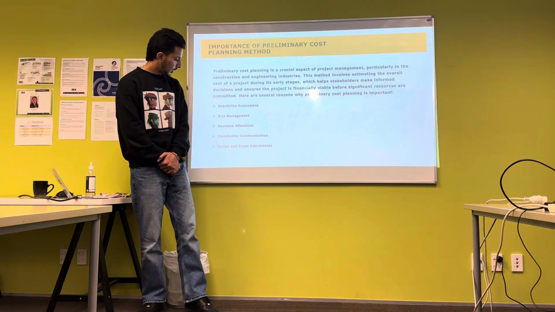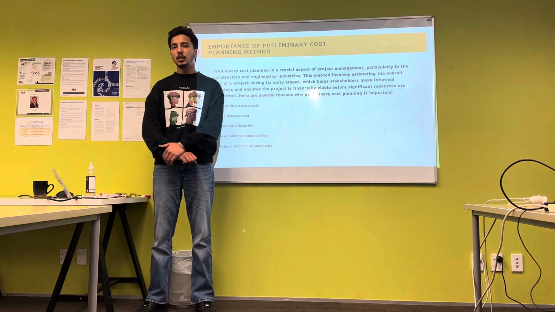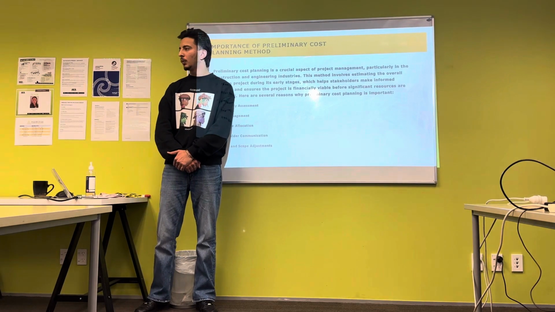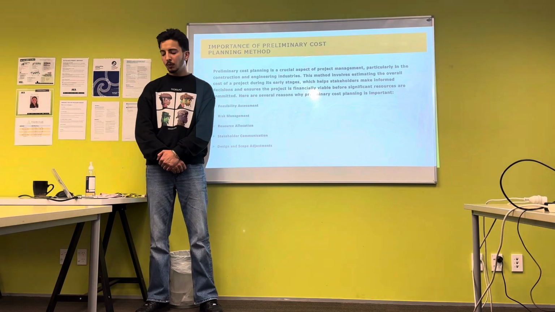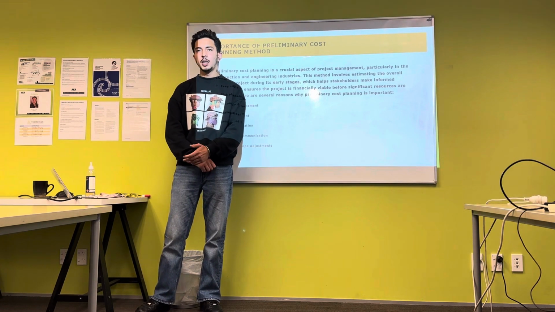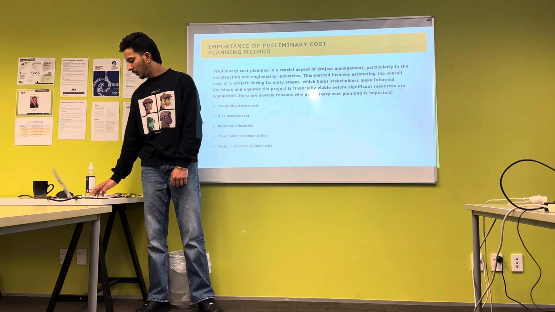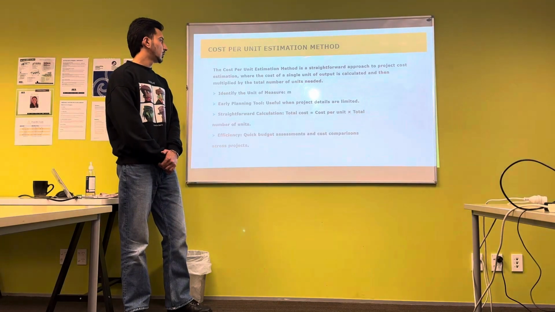And the last one is design and scope adjustments. Preliminary cost planning assists in defining the project scope by aligning it with the budget. If initial estimates exceed the available budget, adjustments can be made to mitigate future problems during the project. Now, the cost per unit estimation method.